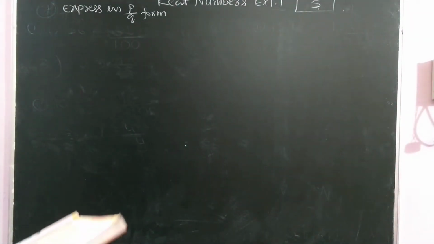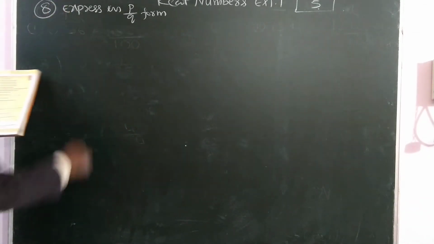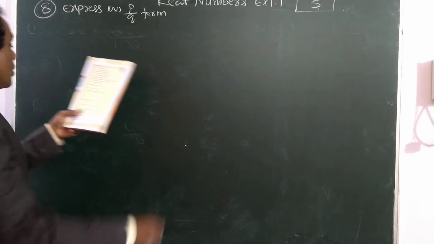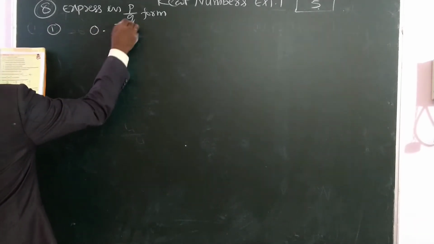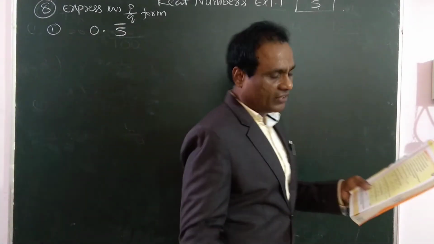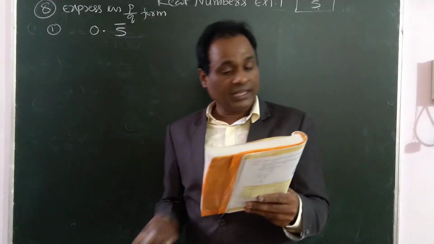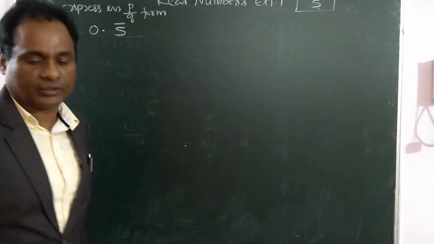So this is the eighth question. See the textbook. Express in the P by Q form. So we have 4 bits. This is somewhat difficult. Actually, you studied the same problems in the 8th class, but once again, I will explain in detail. It is a little difficult model, so you observe carefully.